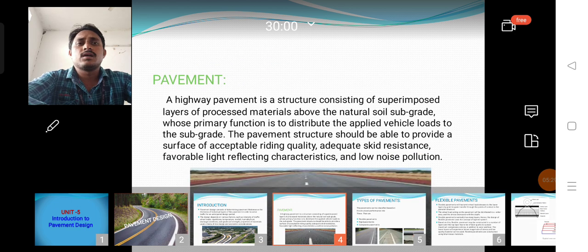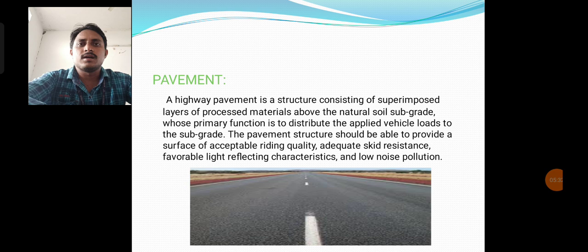Next, what is pavement? We already know that a pavement is nothing but a road made of a number of layers. A highway pavement is a structure consisting of superimposed layers of processed materials above the natural soil subgrade. We already discussed that a pavement is nothing but a number of layers on a road. How many layers will be discussed. Its primary function is to distribute the applied vehicular load to the subgrade.